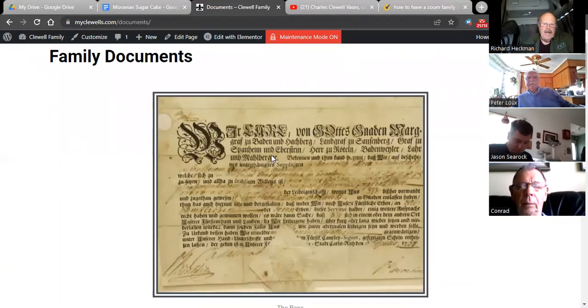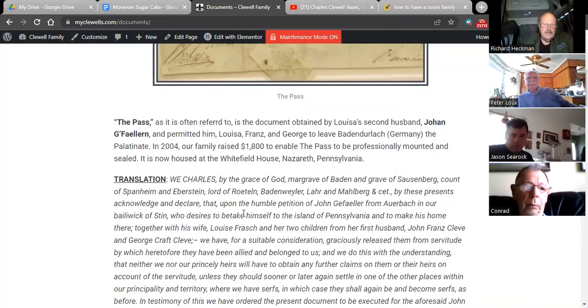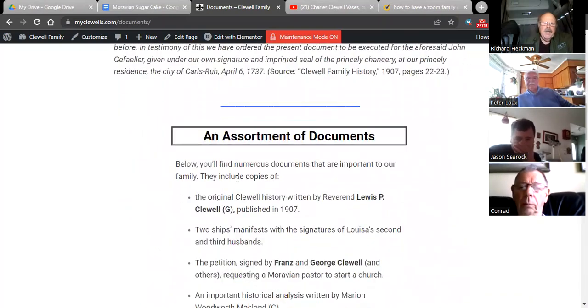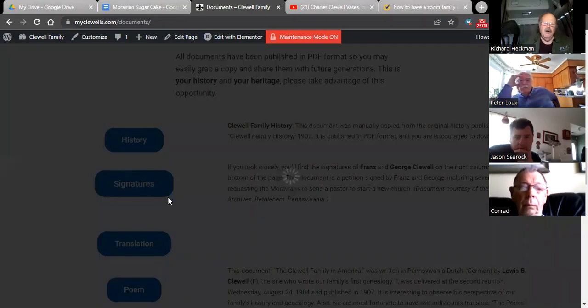Of course, here's a picture of the pass, and an explanation and a translation of the pass. And I have a whole list of historical documents. Here's the signatures of Franz and George.